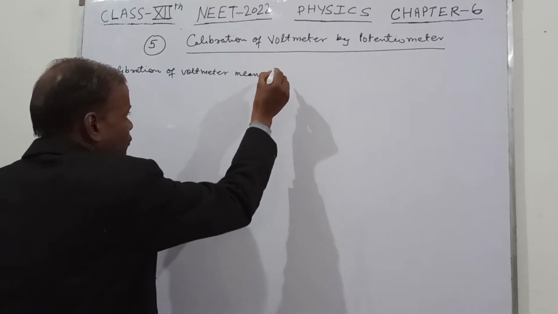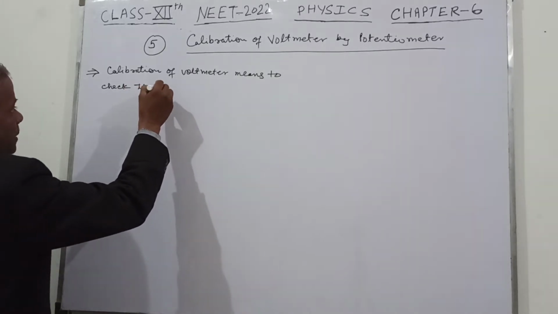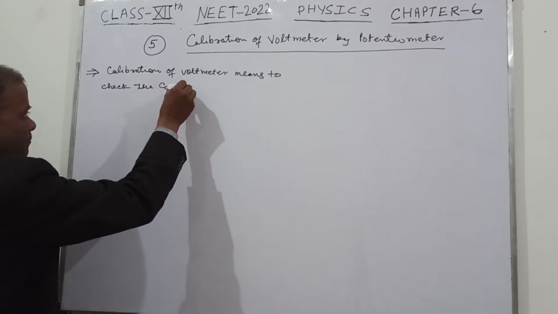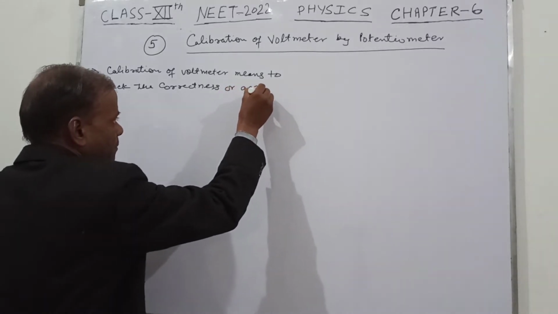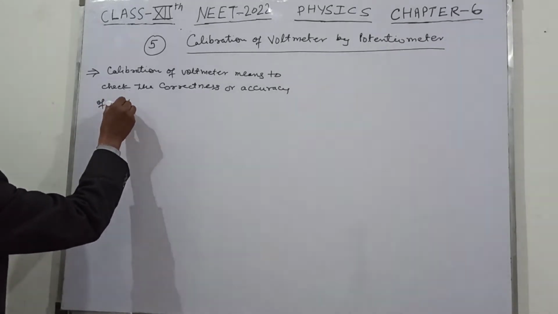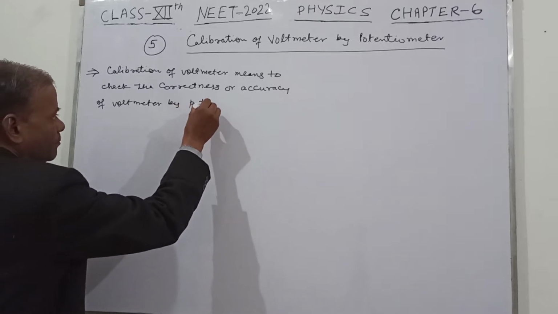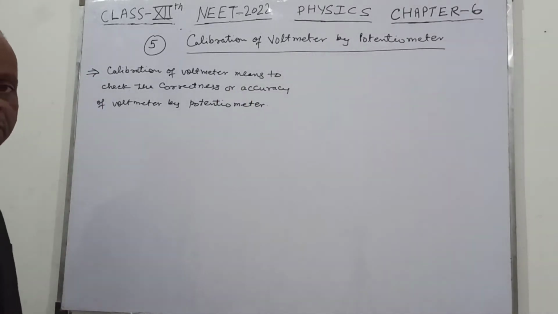Calibration of voltmeter means to check the correctness or accuracy of voltmeter by potentiometer. This is what the meaning of calibration.